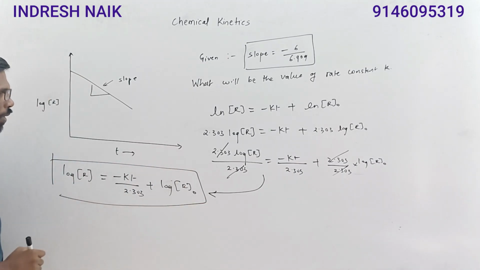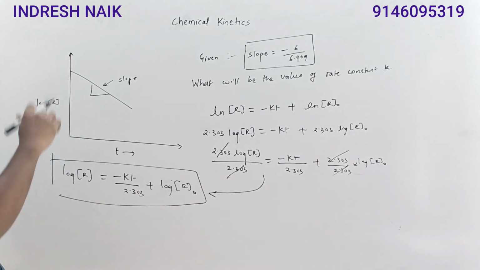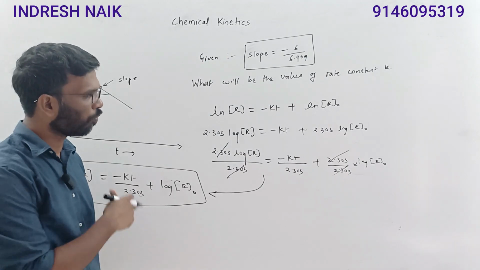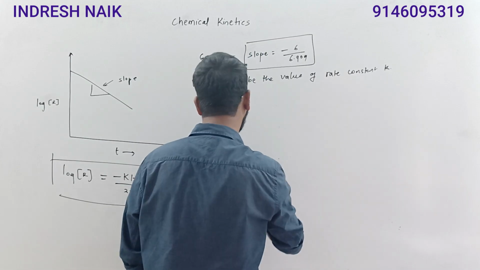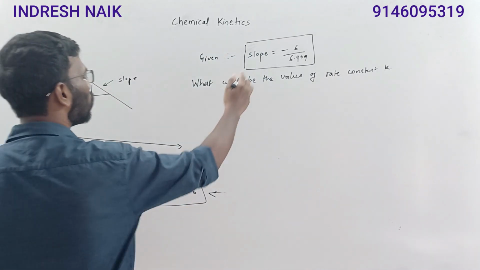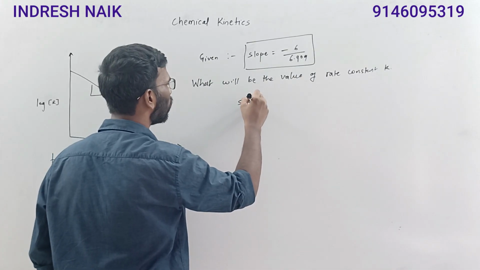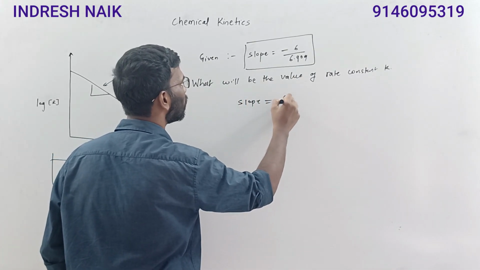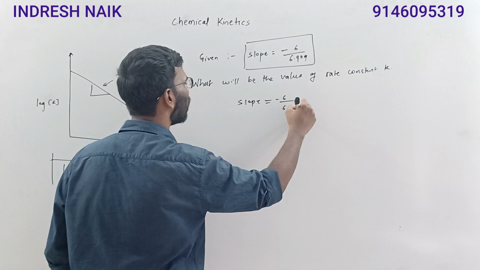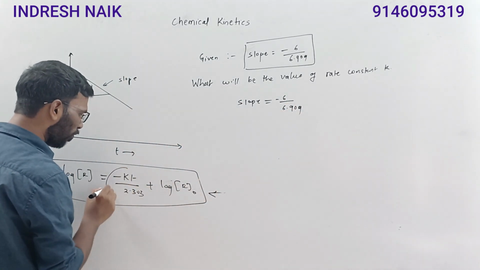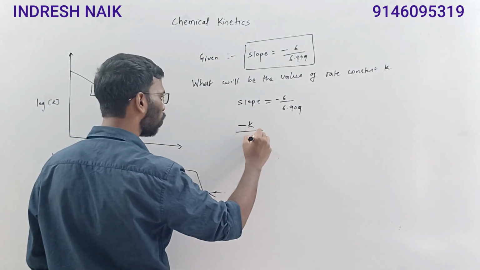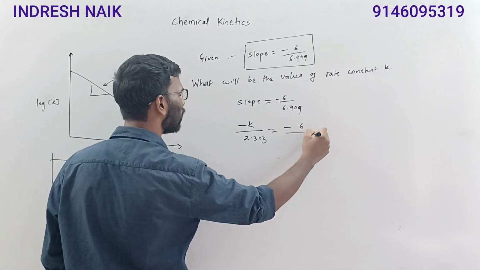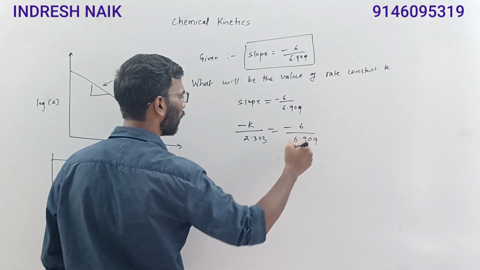So what is the slope over here? Slope is equal to minus k by 2.303. And they have told you to find the value of k. So let's find the value of k. Since we have the value of the slope, we can easily find the value of k. So slope is equal to minus 6.909. What is the slope of this graph? So minus k upon 2.303 is equal to minus 6.909.